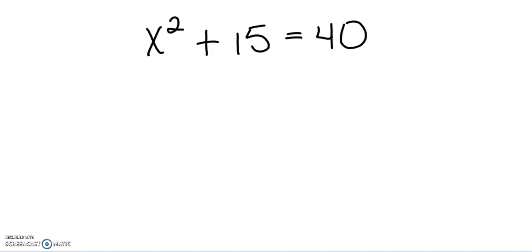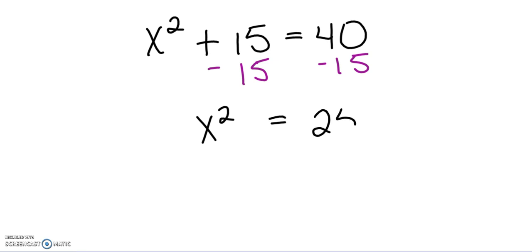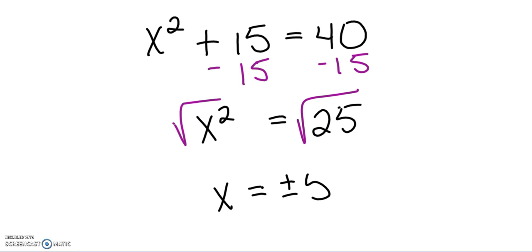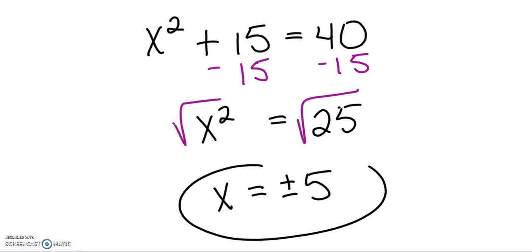So x squared plus 15 equals 40. So I have to get the x squared by itself first. Just like we always do, we're going to do opposites. So on the left side, I'm left with x squared. On the right side, I'm left with 25. And now all I have to do is the square root on both sides. And we know that 5 times 5 is 25. And we also know negative 5 times negative 5. So x equals positive and negative 5.